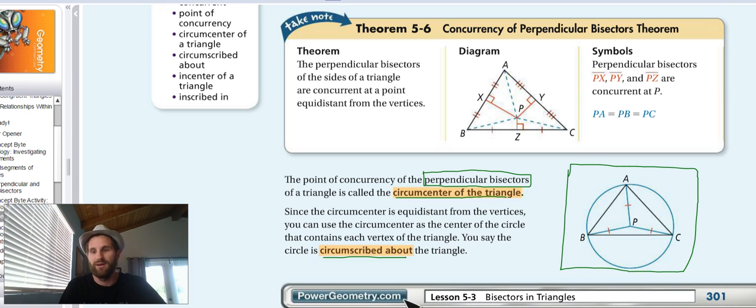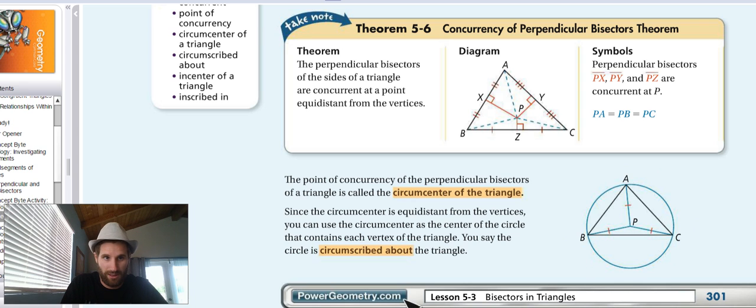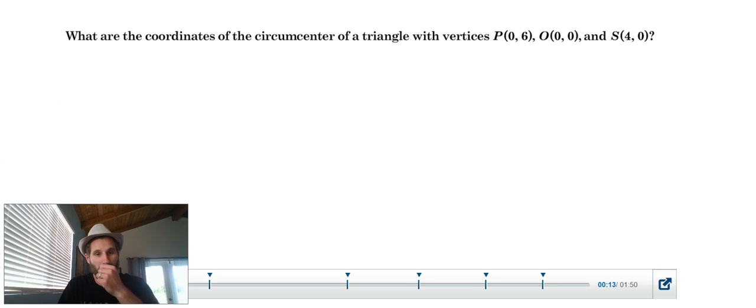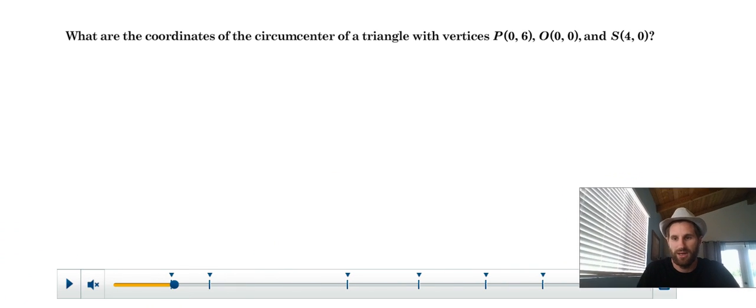Okay? Alright, before we go into the other vocab, we're going to actually take a segue and move into using one of these problems. So let's look at the circumcenter of a triangle and what we can actually do with it. Okay. What are the coordinates of the circumcenter of a triangle with vertices (0, 6), (0, 0), and (4, 0)? So we are going back to the coordinate plane, so we're going to want to make sure that we can go ahead and utilize this.